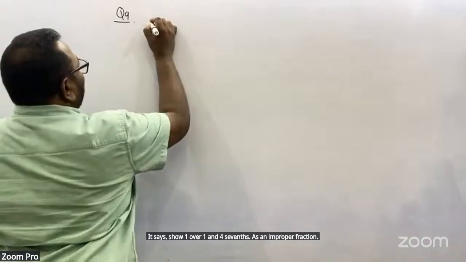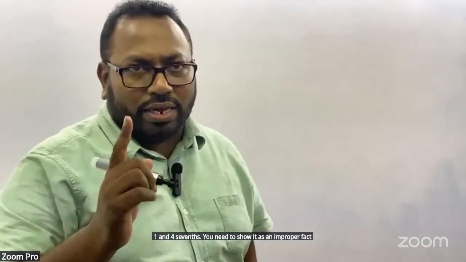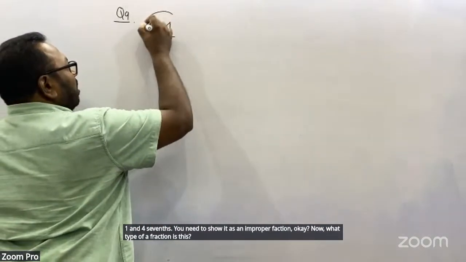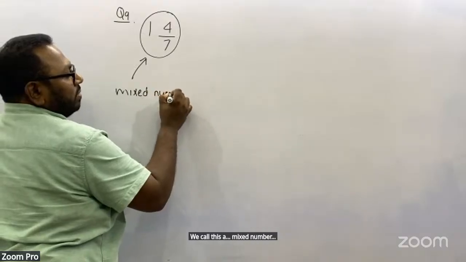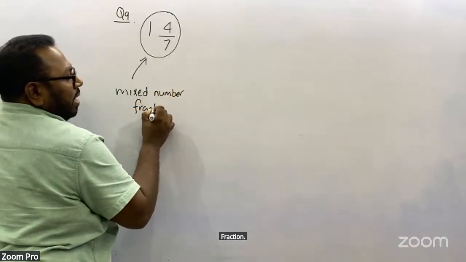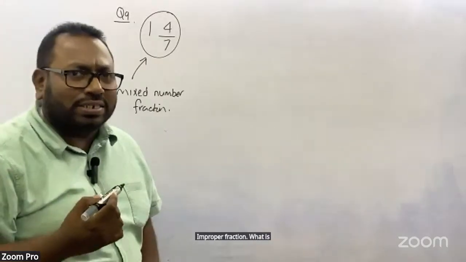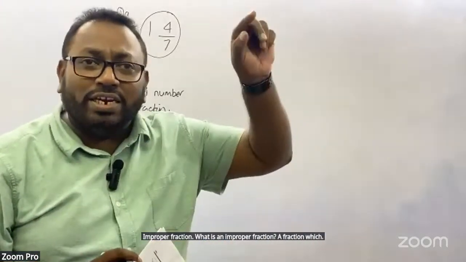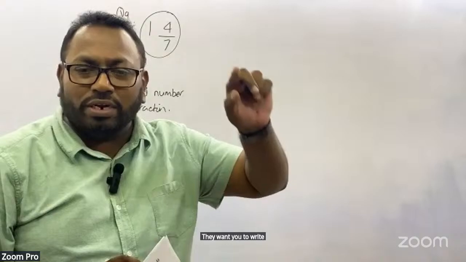It says, show 1 and 4/7 as an improper fraction. You need to show it as an improper fraction. Now, what type of fraction is this? We call this a mixed number fraction. Here they are asking you to write it as an improper fraction. What is an improper fraction? A fraction where the numerator is bigger than the denominator.